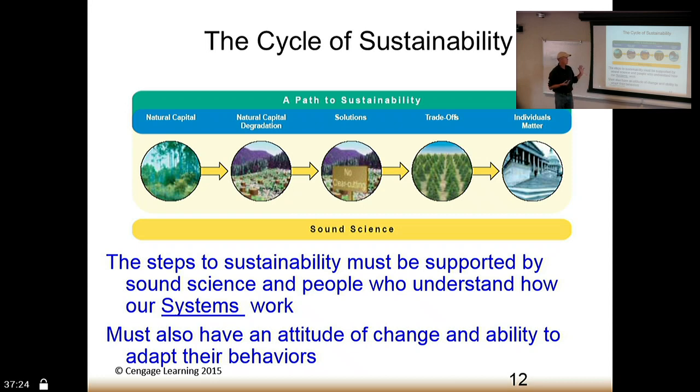And the other thing to know about this is the main steps towards sustainability, is that it must be supported by sound science. And we do have a lot of good science about how the environment works, how these kinds of sustainable forestry systems work. But we need to take a systems approach. And real quick, a systems approach means we look at the whole big picture.